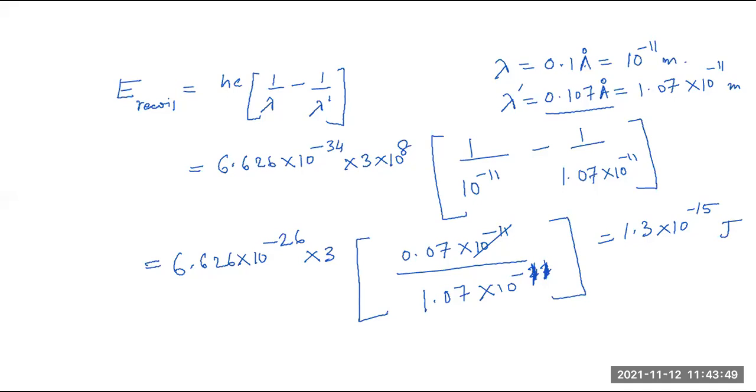Check. ये आ रहा है मेरा कैलकुलेटर पे. Yes, sir. थोड़ा mistake हो गया, sir. Sorry, sir. यही है sir. 1.3 into 10 to the minus 15.